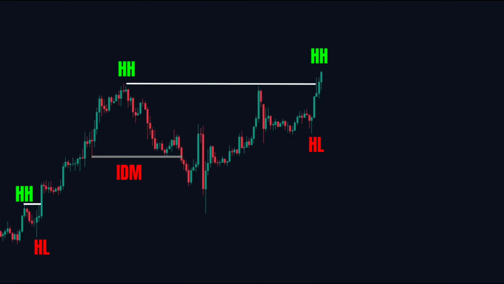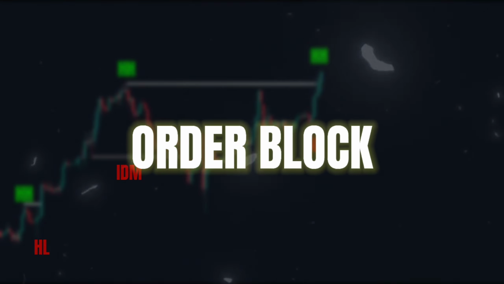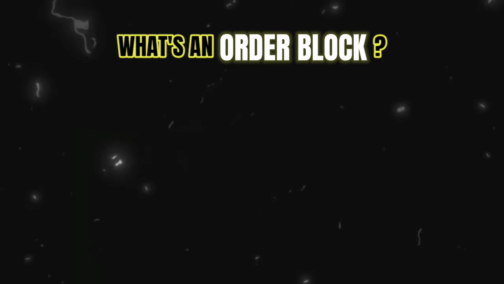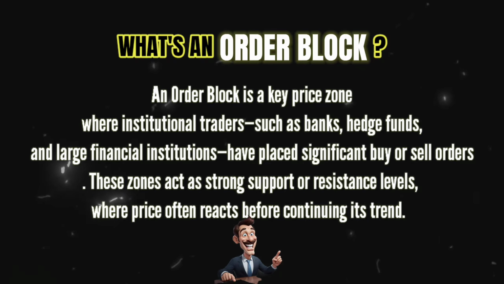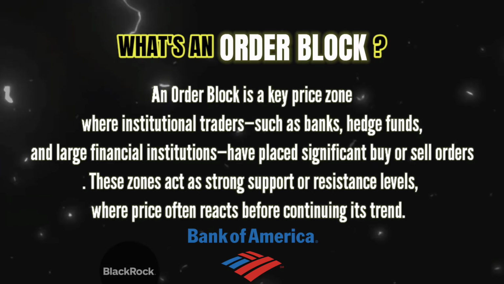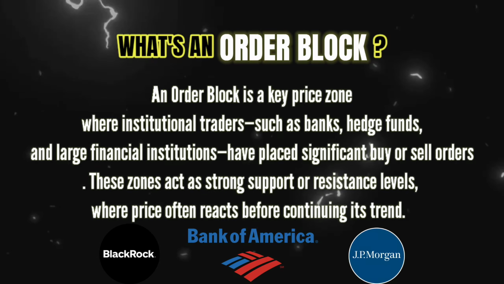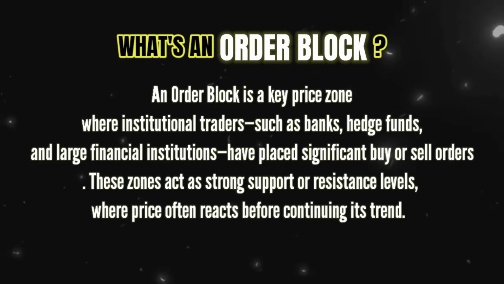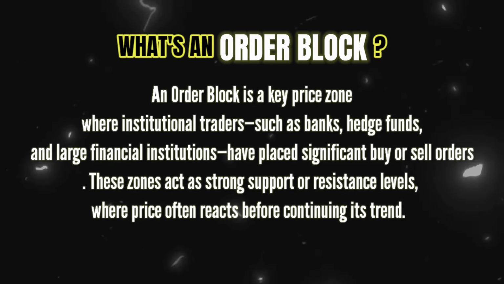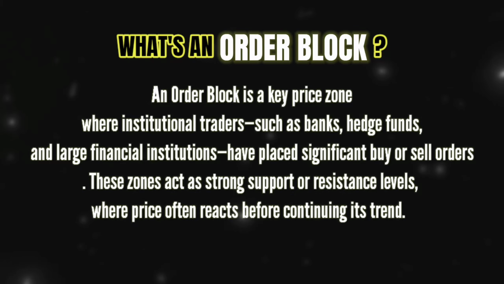Now, let's dive into the strategy. After identifying the market structure, the next step is to draw order blocks. In simple terms, an order block is a key price zone where institutional traders, such as banks, hedge funds, and large financial institutions, have placed significant buy or sell orders. These zones act as strong support or resistance levels, where price often reacts before continuing its trend.